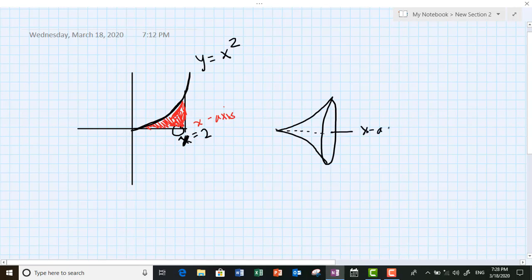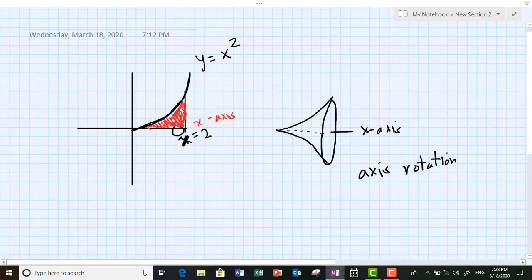This is the x-axis. When a certain region is revolving about a line, that line we call the axis of rotation. So in this problem, the axis of rotation is the x-axis because the area revolves about the x-axis. Sometimes it could be y equals 4, y equals -2. It depends on the problem.